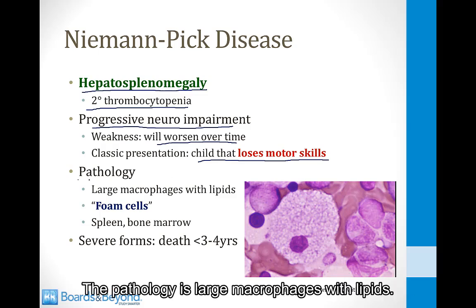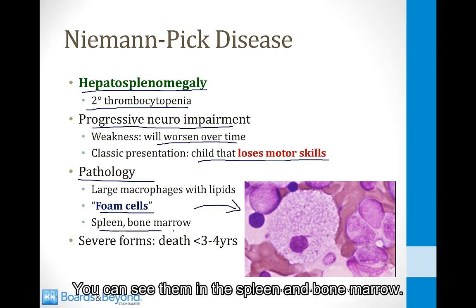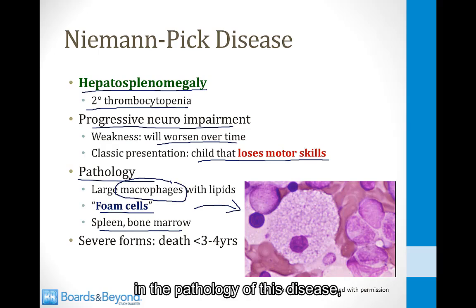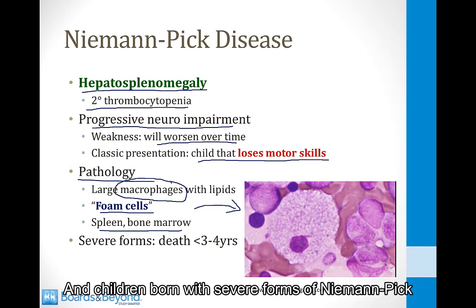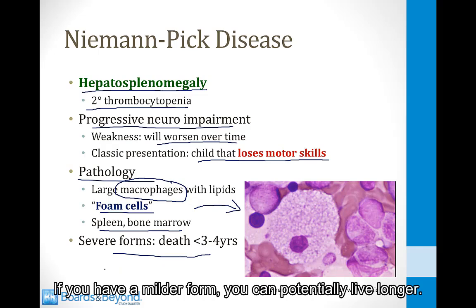The pathology is large macrophages with lipids. They're called foam cells. This is a picture of one here. You can see them in the spleen and bone marrow. And you want to remember that macrophages are important in the pathology of this disease, just like they are in Gaucher's disease. And children born with severe forms of Niemann-Pick will die within 3 to 4 years. If you have a milder form, you can potentially live longer.